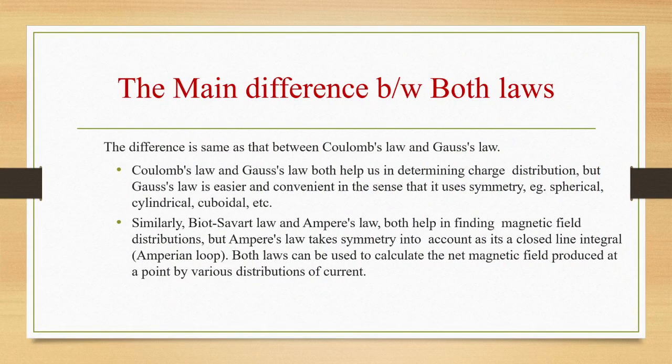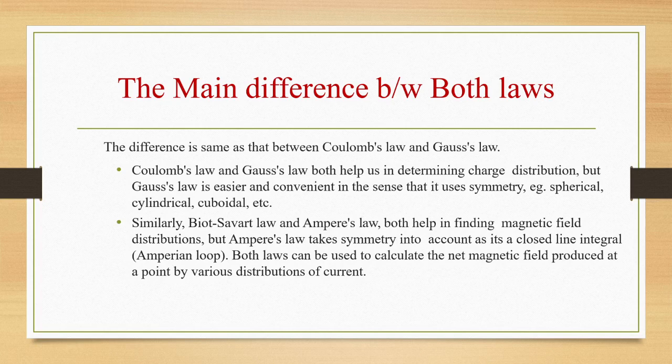What is the main difference between the Biot-Savart's law and Ampere's law? The difference between these two laws is the same as the difference between Coulomb's law and Gauss' law. Coulomb's law and Gauss' law both help us in determining charge distribution, but Gauss' law is easier and convenient in the sense that it uses symmetry, for example spherical, cylindrical, cuboidal. Similarly, Biot-Savart's law and Ampere's law both help in finding magnetic field distributions, but Ampere's law takes symmetry into account as it is a closed line integral, that is the Amperian loop.